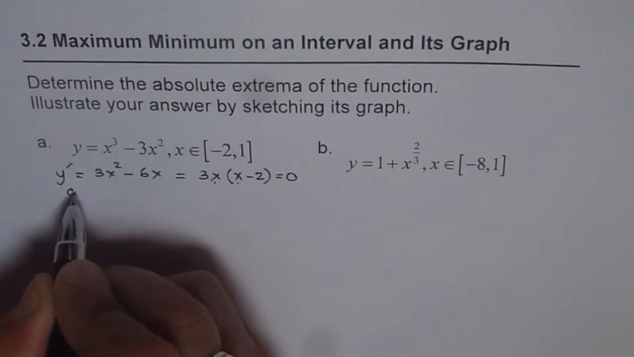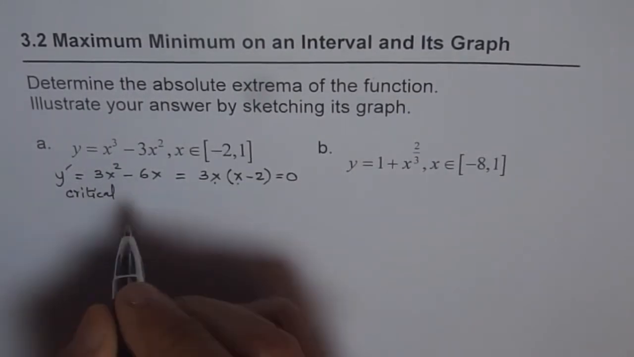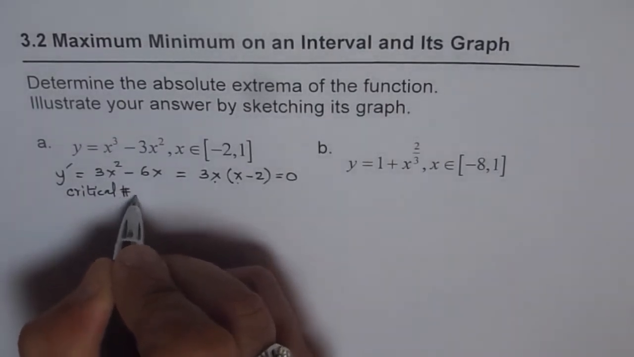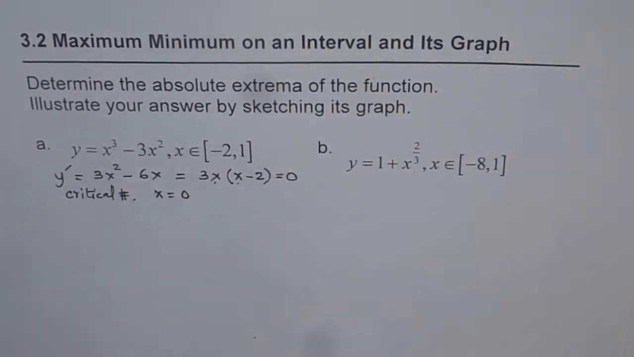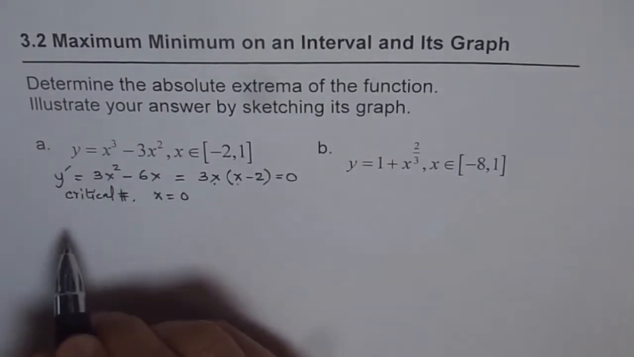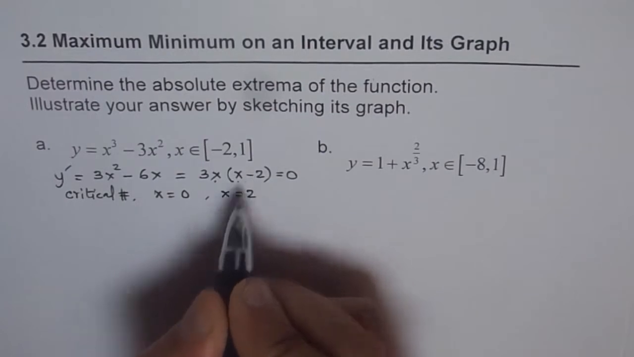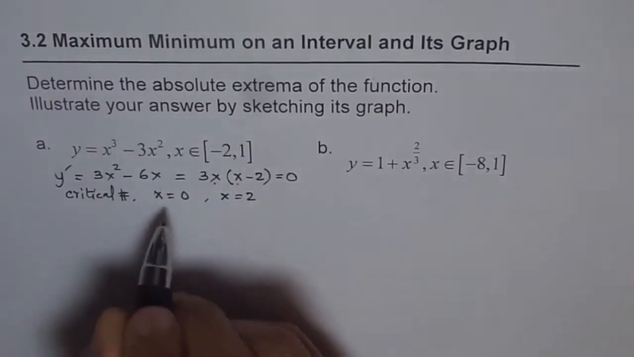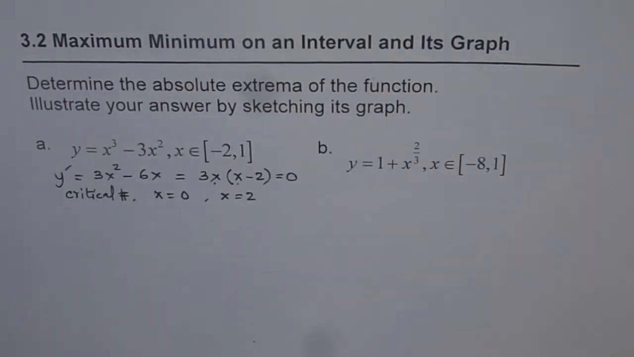So let me say critical numbers now here. Critical numbers are my c values. So a critical number is at x equals 0. If I put x equals 0, I get a 0 there for the derivative. And if I put x equals 2, then the other factor is 0. So these are the two critical numbers for us. Now we need to test the value of the function at these critical numbers and on the boundary condition.